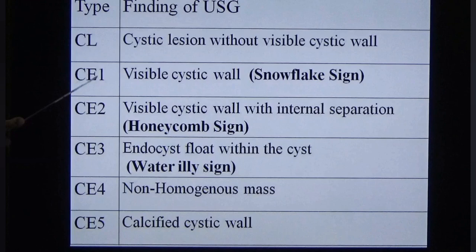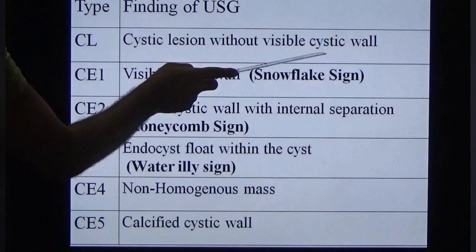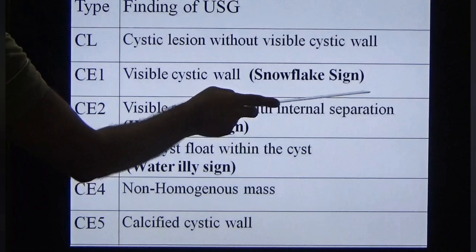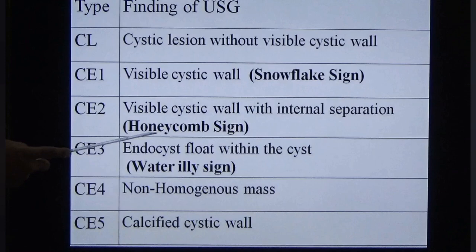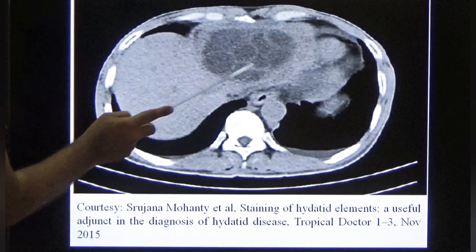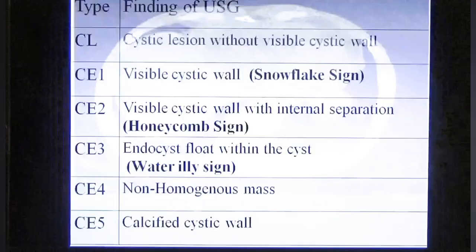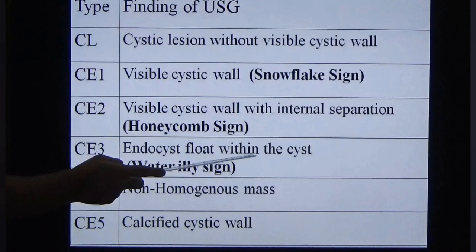Okay. CL is a cystic lesion without visible cystic wall. And CE1 is a visible cystic wall, that is known as a snowflake sign. And CE2 is a visible cystic wall with internal separation, otherwise known as a honeycomb sign. What we have seen is this one. Okay, you can see the separation of the cystic wall. So this is the honeycomb sign. And the fourth one, the endocyst floats within the cyst. It is a water lily sign.